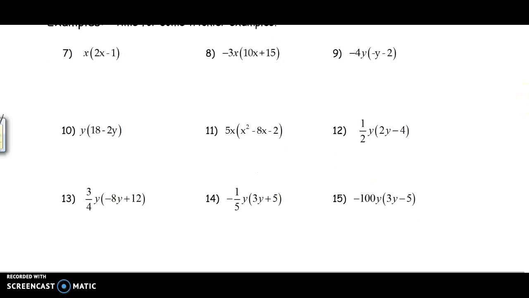Number 7, x times 2x minus 1. Okay, so x times 2x is the first term. So anytime you multiply an x by an x, you have two of them now, so it's going to be 2x squared. Because x times x equals x squared. Okay, so now you have x minus 1, so minus 1x.